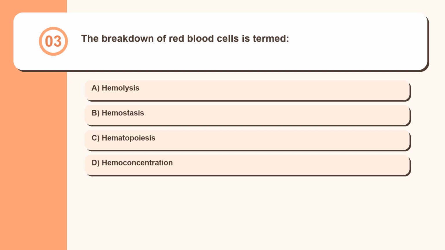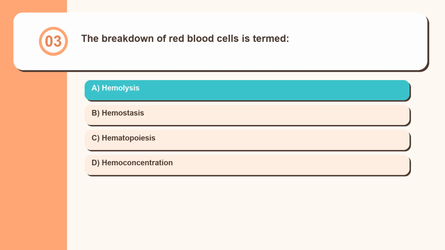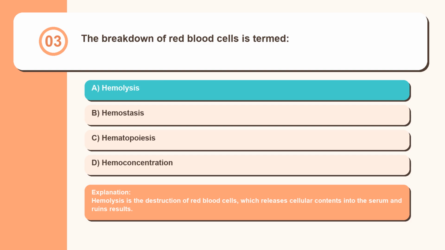Question 3. The breakdown of red blood cells is termed hemolysis, hemostasis, hematopoiesis, hemoconcentration. Hemolysis is the destruction of red blood cells, which releases cellular contents into the serum and ruins results.